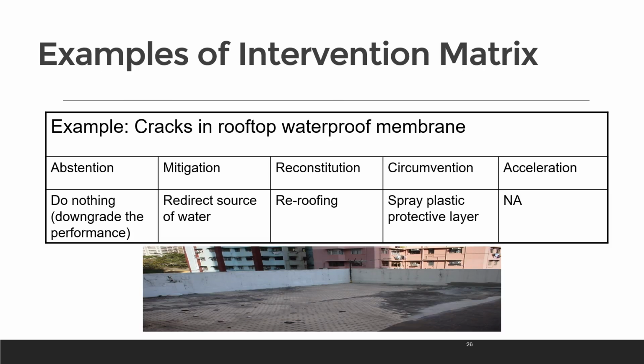So here shows an example of remediation recommendation for cracks on rooftop waterproofing membrane. It ranges from doing nothing, that is downgrading the performance, to mitigation, such as redirecting the source of water, and reconstitution, say by means of re-roofing, or a more advanced solution can be a spray of plastic protective layer on the rooftop to circumvent the cracks.